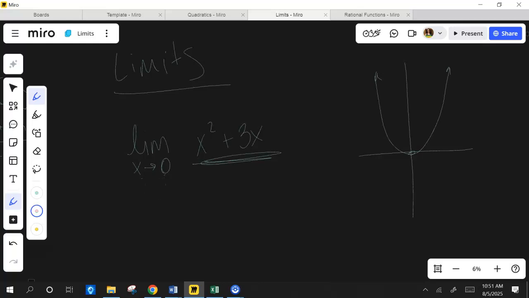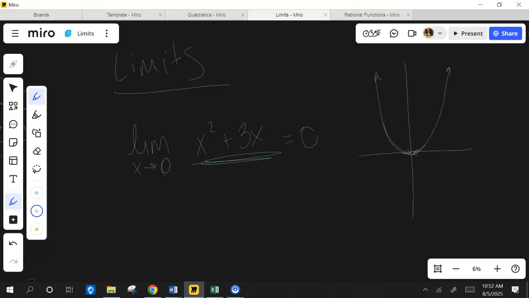As I come in from the left, and as I come in from the right, as I get closer and closer to 0, what's my y value there? What's the y value? 0. So the limit as I approach 0 here is just 0. I'm looking for the y value is what I'm doing.